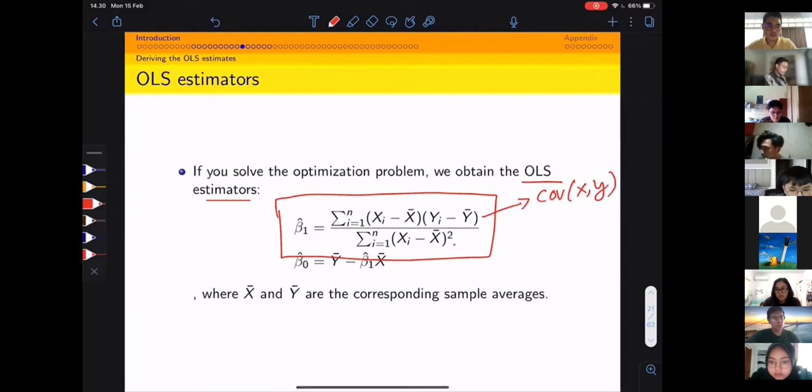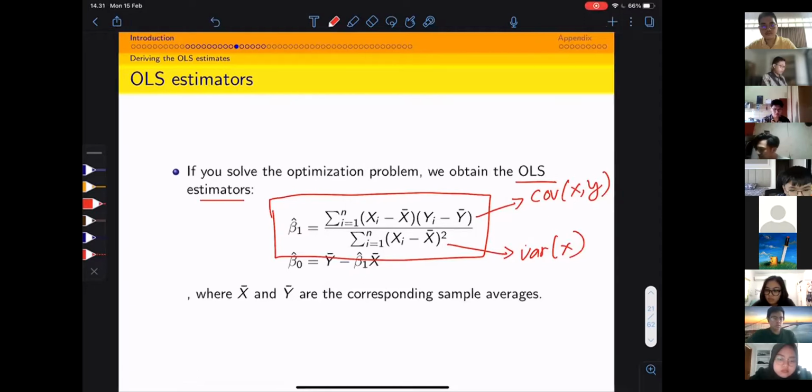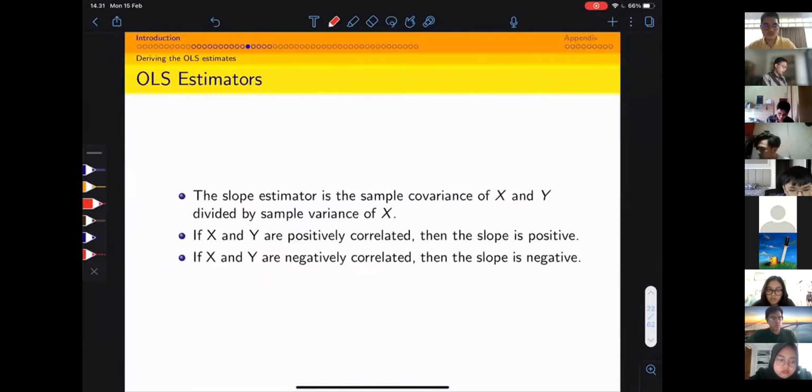And then in the denominator, anyone remember what this is? Anyone recall? Standard errors. It's not standard error. We're going to get into standard error, but you're getting there. It's actually the variance of x. So basically, beta 1 hat is the ratio between the covariance between x and y and the variance of x. I'm going to go into the next slide.